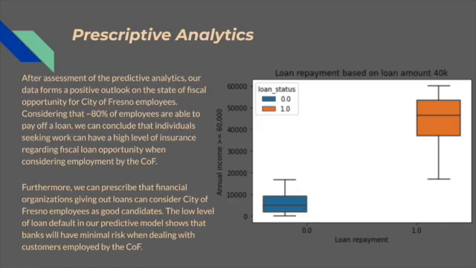After assessment of the predictive analytics, our data forms a positive outlook on the state of fiscal opportunity for the City of Fresno employees. Considering that about 80% of employees are able to pay off a loan, we can conclude that individuals seeking work have a high level of assurance regarding fiscal loan opportunities when considering employment by the City of Fresno.